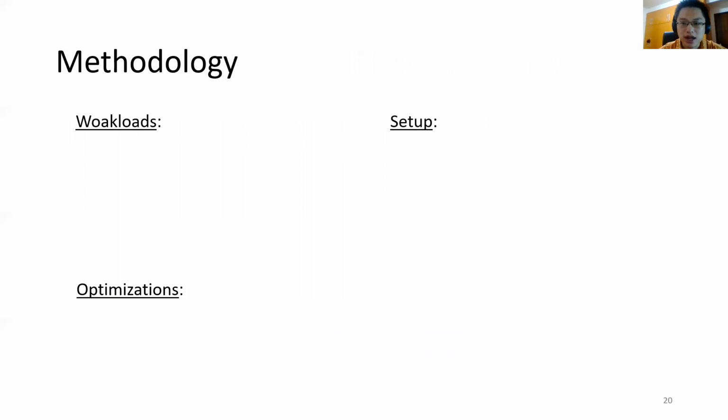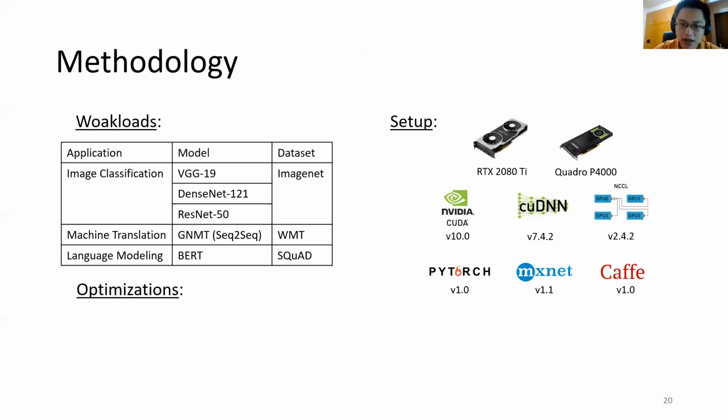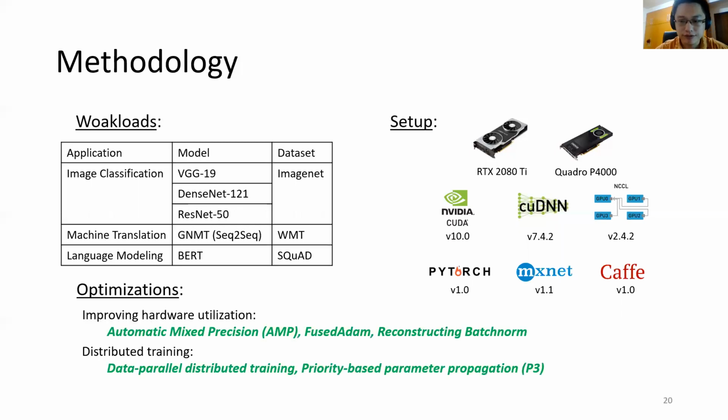So for the last part of my presentation, I will show the evaluation of Daydream's estimation accuracy. We evaluate Daydream using 5 DNN training workloads. We use 2080 Ti and P4000 GPUs, and we add Daydream instrumentation to PyTorch, MXNet, and Caffe. We evaluate 5 DNN optimizations.